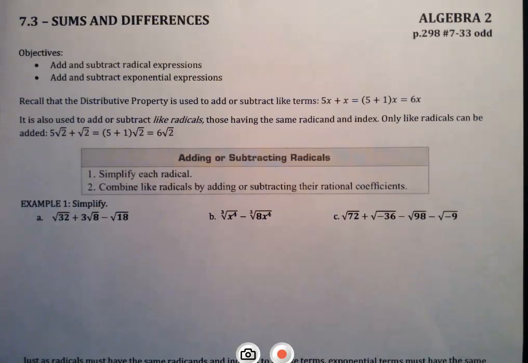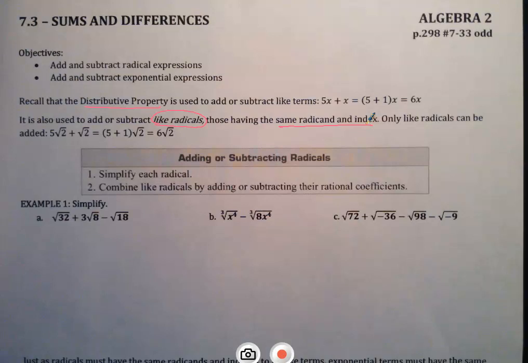All right, so for 7.3, we are doing sums and differences of our radicals. Just a few things to remember. Recall that the distributive property is used to add or subtract like terms. So that's kind of what we're dealing with today. It's also used to add or subtract like radicals. They have to be like, the ones that have the same radicand and index.